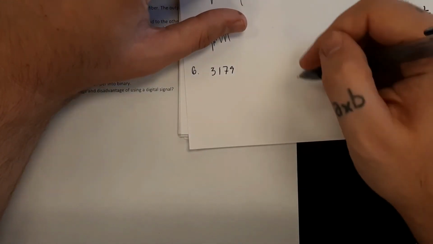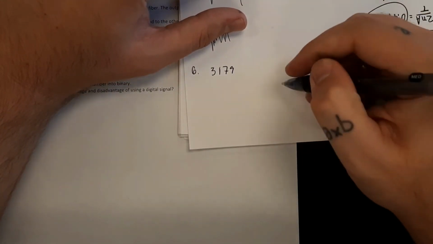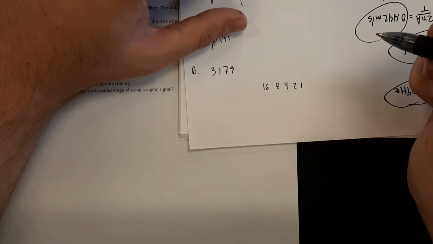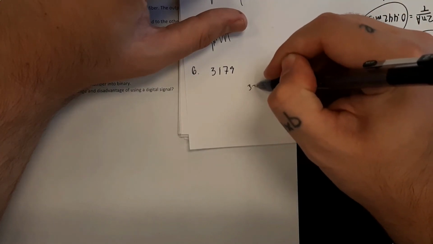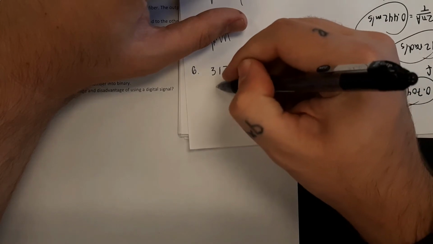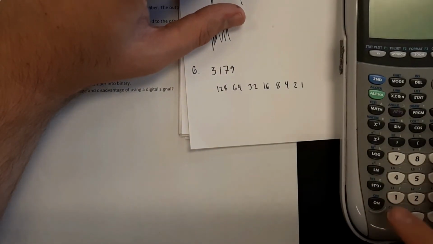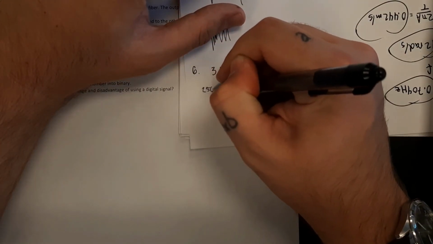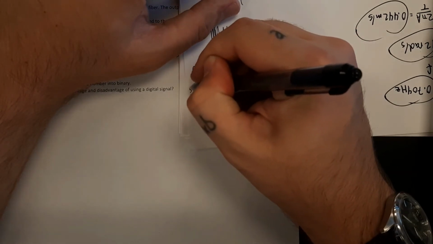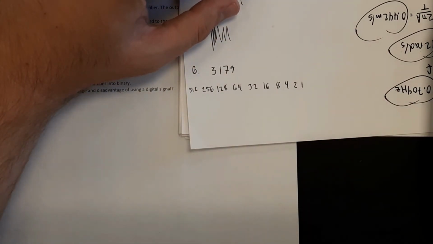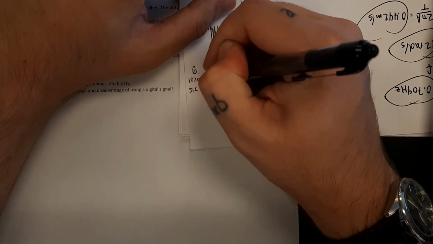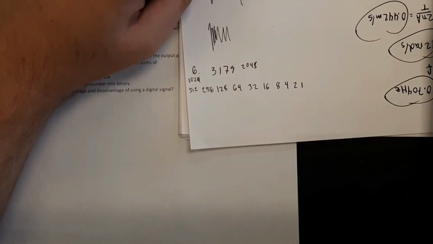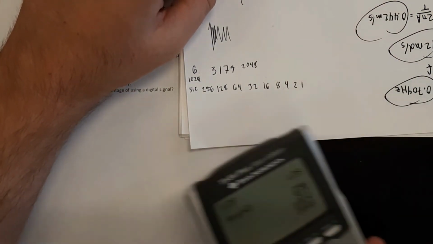With binary, you've got a ones place, a twos place, a fours place, an eights place, a 16s place, a 32nds place, a 64th place, a 128th place. So 128 times 2, we'd also have a 256 place, a 512 place. Oh no, I'm going to need more digits. A 1024th place, and a 2048th place. So if I'm looking at this number, I got 3179.